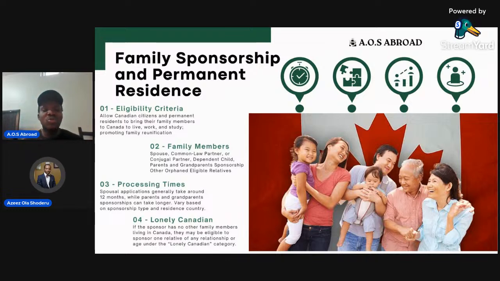And there's something we know as the lonely Canadian. If the sponsor that wants to sponsor you has no other family member living in Canada, they may be eligible to sponsor one relative of any relationship or age under the lonely Canadian category. So if you have a distant cousin, for instance, who is in Canada and lonely and doesn't have anybody to support them, that person can qualify to sponsor you into Canada through that category.